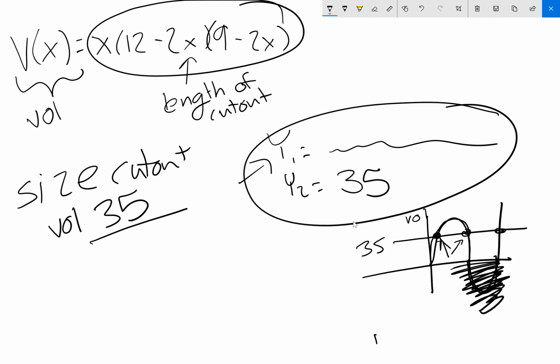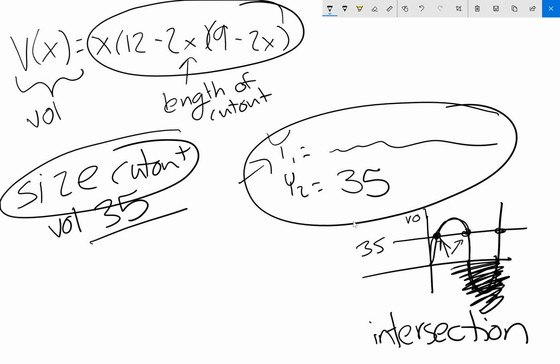So using the intersection method on your calculator, you can find these two spots. We're looking for the size of the cutout, which is our input. We know that the y's of these points are 35. We just want to know what these x's are. The calculator will give you a point, and these two x's would be your answer.